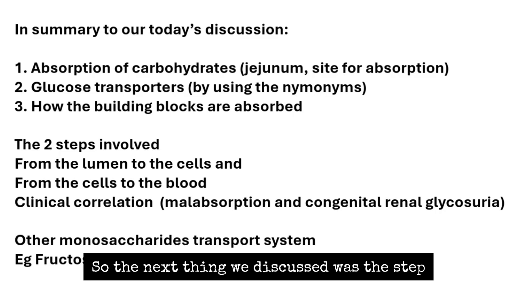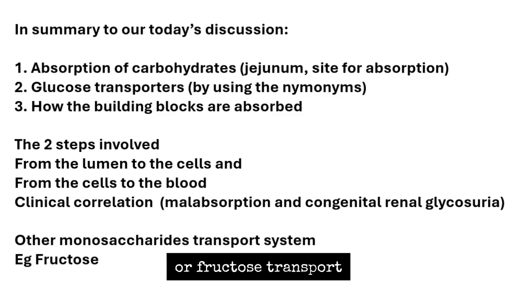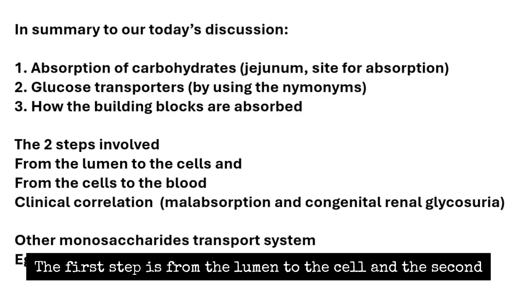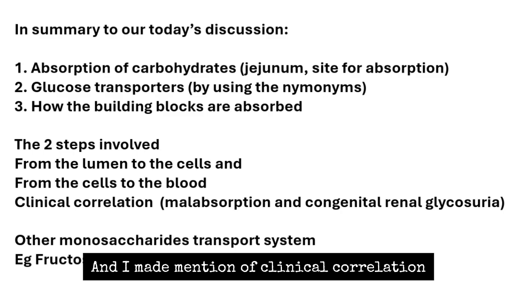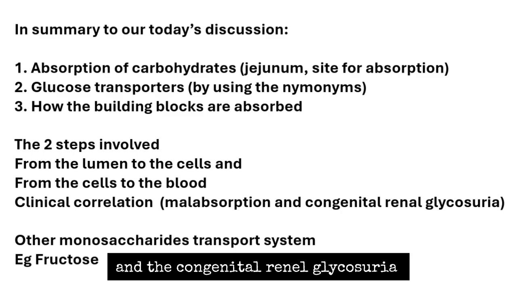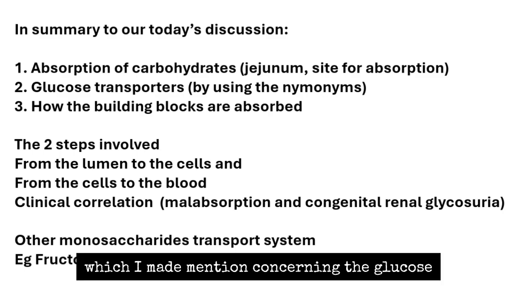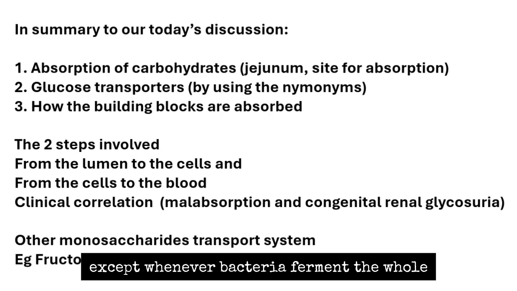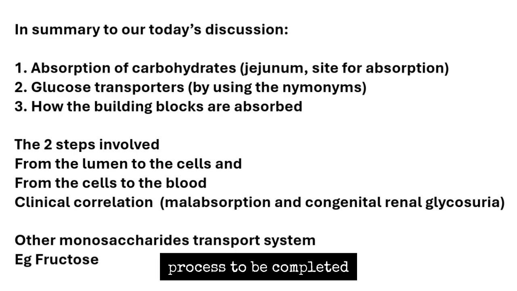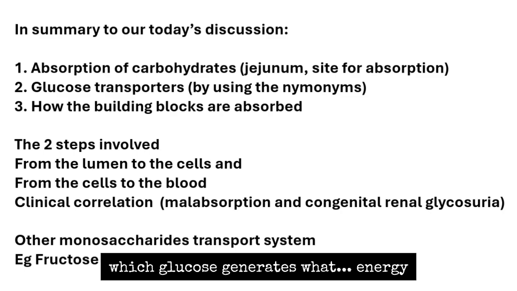So the next thing we discussed was the steps. There are 2 steps involved in glucose transport or galactose transport or fructose transport. The first step is from the lumen to the cell, and the second step is from the cell to the blood. And I made mention of clinical correlation, which is what? The malabsorption and the congenital renal glucosuria. Another monosaccharide transport system I made mention of concerns fructose. And this particular transport is not complete except whenever bacteria ferment, for the whole process to be completed. So in my next video, I'm going to be discussing the pathways by which glucose generates energy.